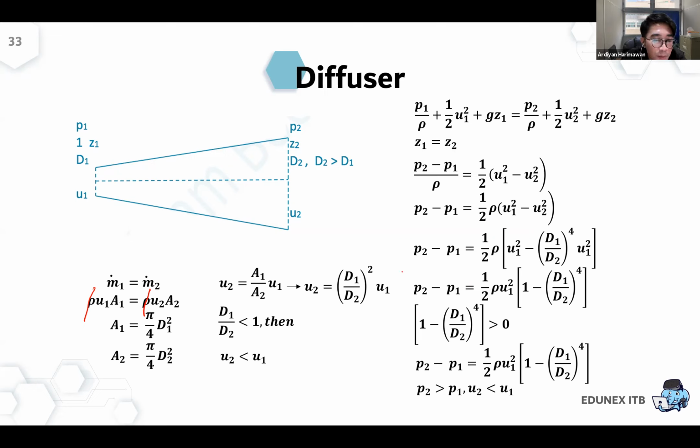By analyzing using the mass balance equation, you have the correlation between velocity and diameter ratio, and then you can conclude that in a diffuser, because you have a larger diameter at the outlet, the velocity will be lower. This is based on the mass flow rate.